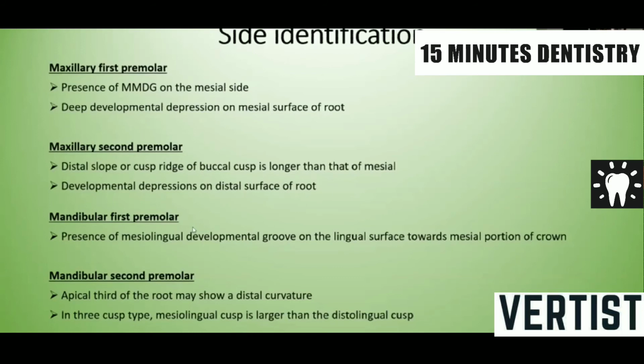For the mandibular first premolar, the most important and unique characteristic is the presence of the mesiolingual developmental groove on the lingual surface towards the mesial portion of the crown. This is not evident in the second. The mandibular second premolar shows that the apical third of the root may show distal curvature, and in the three cusp type, you can see the mesiolingual cusp is larger than the distal.